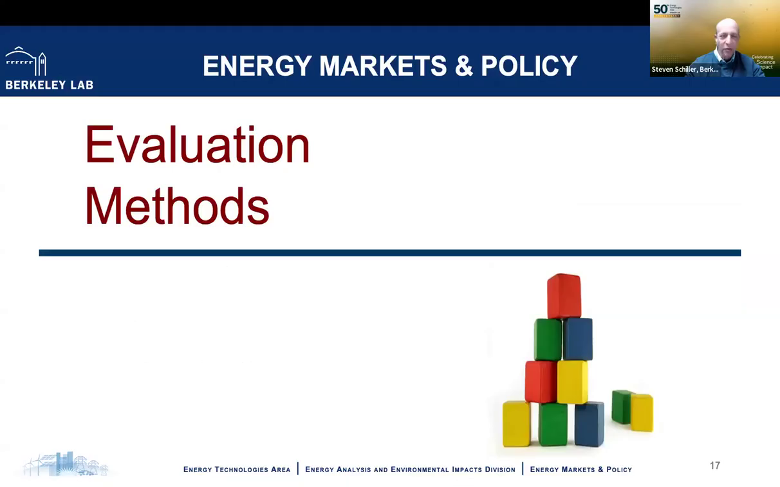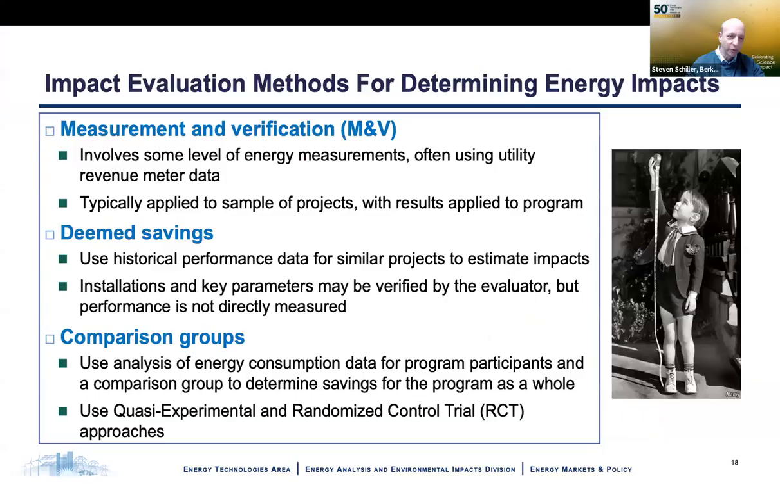Okay. So let's talk about those methods for evaluation, perhaps while you're doing that. So three primary impact evaluation metrics. There's measurement and verification. And as I mentioned before, in definitions, this is about determining the savings for individual projects or a particular facility. And that involves some level of measurements. Another approach is called deemed savings. And this is where basically you use historical data to come up with values for what the savings are. And then the third approach is comparison groups.